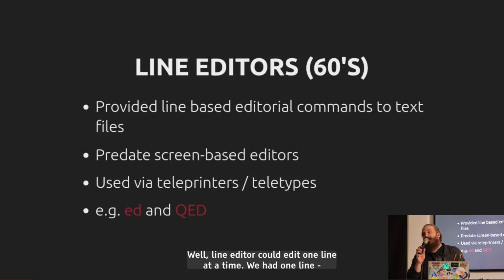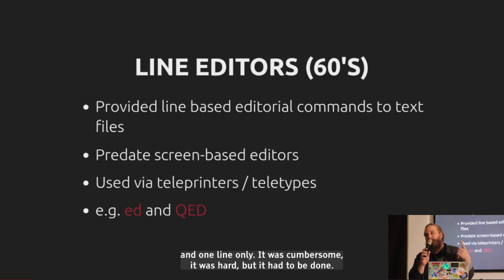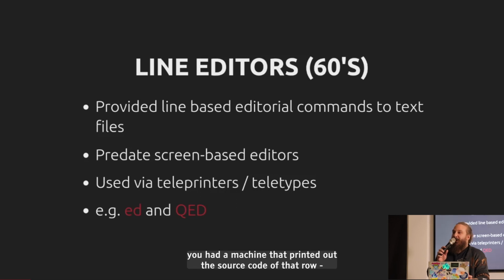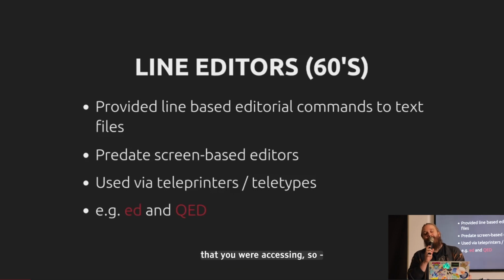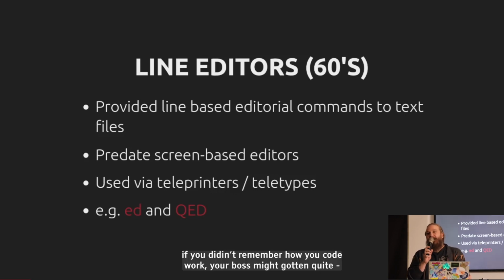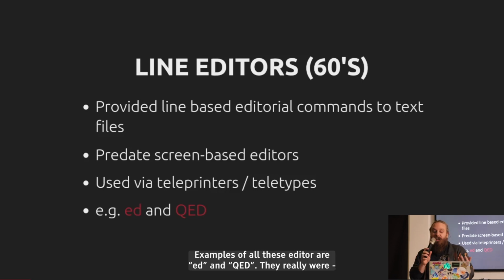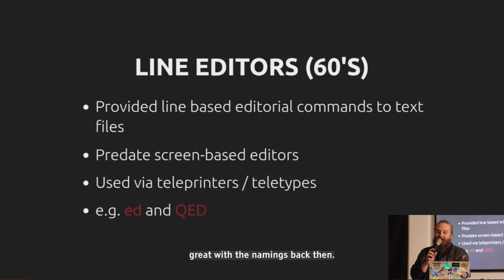Well, line editors could edit one line at a time. We had one line and one line only. It was cumbersome, it was hard, but it had to be done. There were editors like this which worked with printers, so you didn't have a screen. You had a machine that printed out the source code of that row that you were accessing. So if you didn't remember how your code worked, your boss might have gotten quite angry at you because you were spending so much paper. Examples of these editors are ED and QED. They really were great with the namings back then.